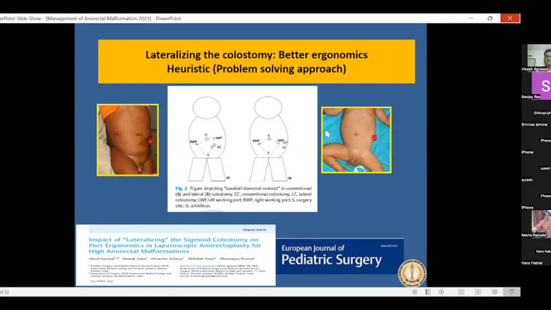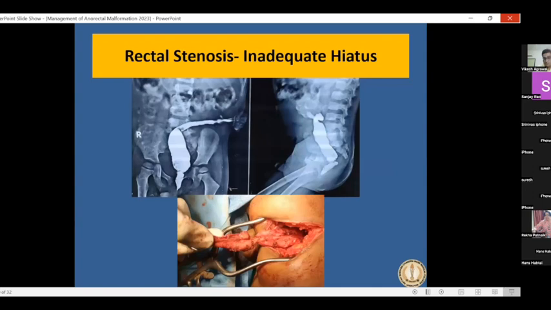So that gives us a whole abdomen free of any scar or colostomy, and that allows us to put an umbilical port for optical vision, and two working ports very easily in both para-umbilical regions, and that doesn't compromise the baseball diamond concept. This lateralization of the colostomy, we validated in this study by measuring various angles like manipulation angle, elevation angle, and azimuth angle, and we published our data to document that this definitely improves the port ergonomics in laparoscopic anorectoplasty.